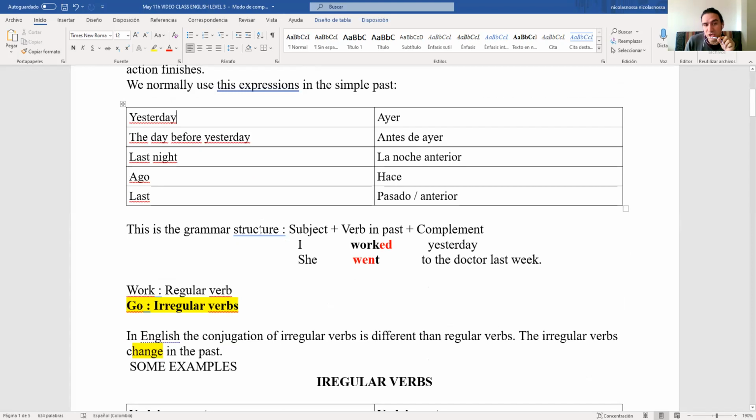The grammar structure, la estructura gramatical del tiempo: subject, el sujeto, verb in past, el verbo en pasado, and the complement, ¿no? ¿Listo? Entonces, lo único que vamos a conjugar es el verbo en pasado. Example: I worked yesterday. She went to the doctor last week.